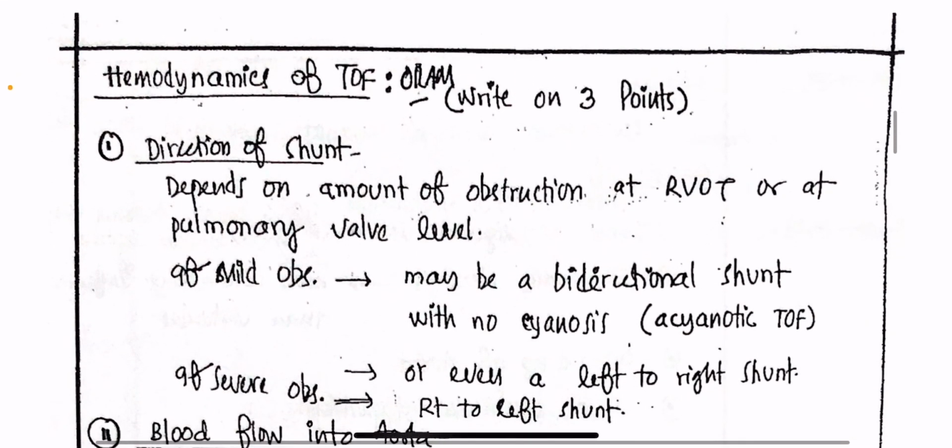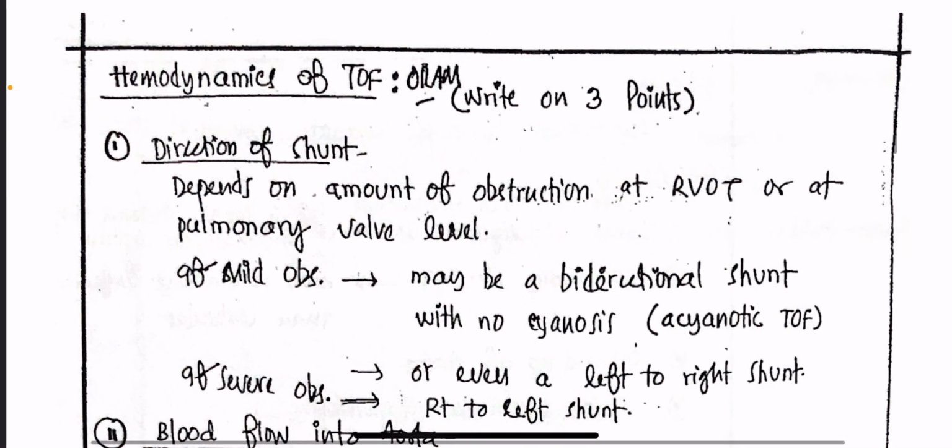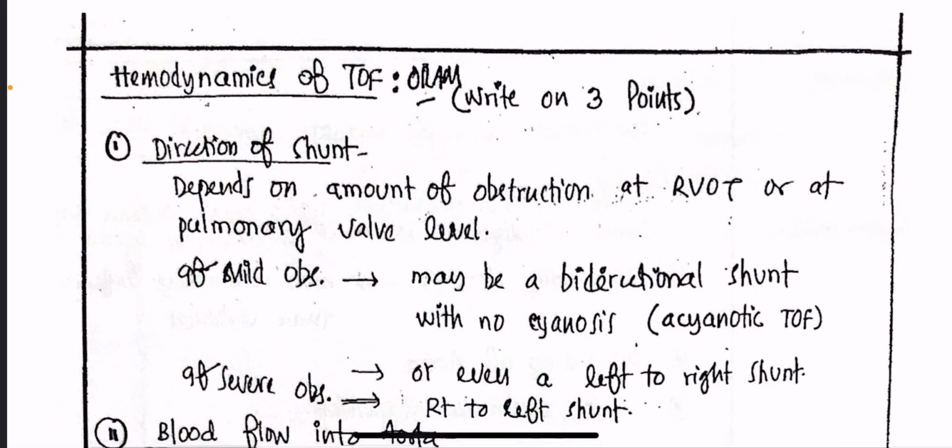Now, hemodynamics of TOF. Direction of shunt depends on amount of obstruction at RVOT or at pulmonary valve level. If mild obstruction, there may be a bidirectional shunt with no cyanosis, that is acyanotic TOF, or even a left to right shunt. If severe obstruction, right to left shunt.